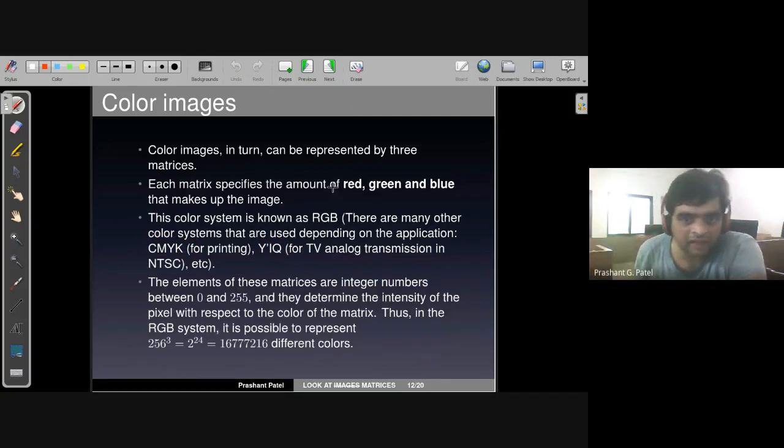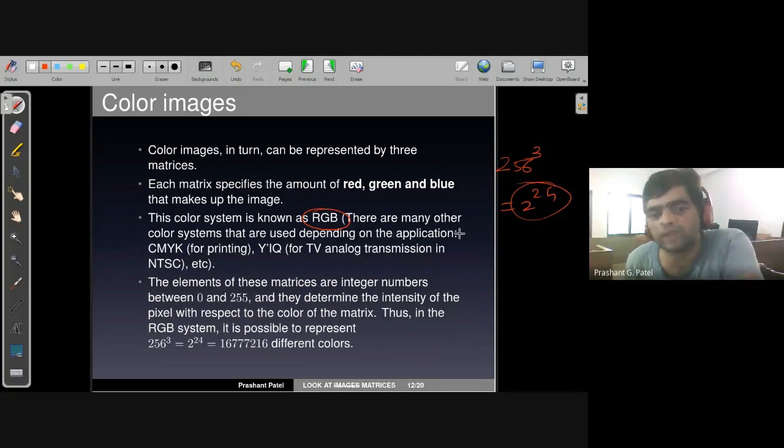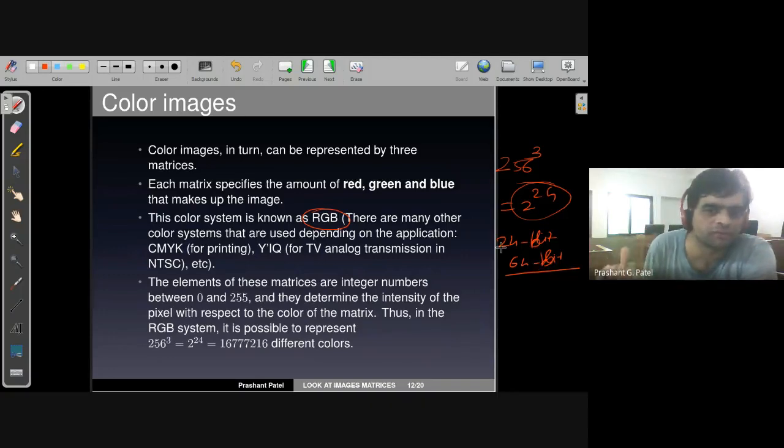So in RGB images, whatever images are seen on the computer are made up of the RGB system, and they represent 256 raised to 3, that is 2 raised to 24, different colors. That's why it is known as 24-bit, 64-bit. This is the terminology used when we are talking about images of 24 bits, 64 bits, and so on.